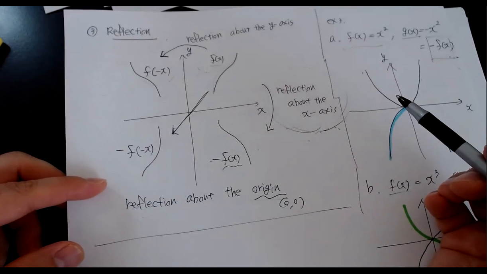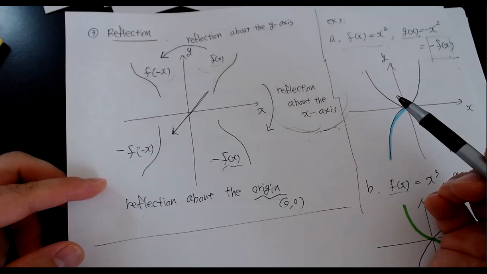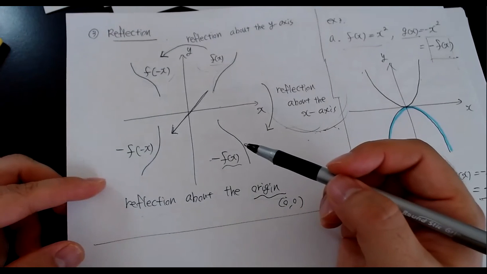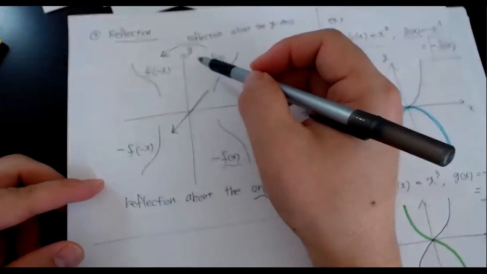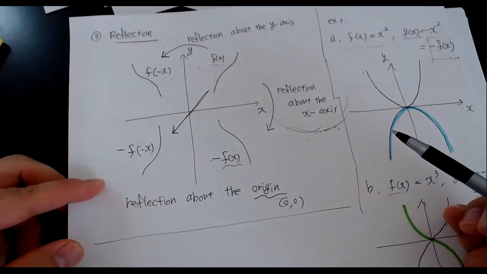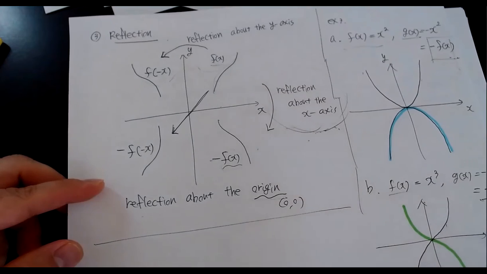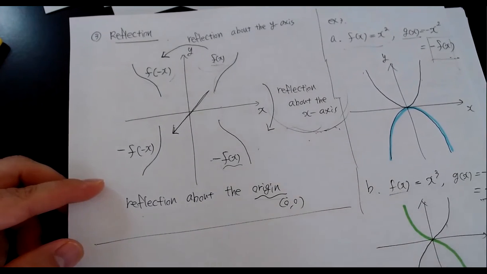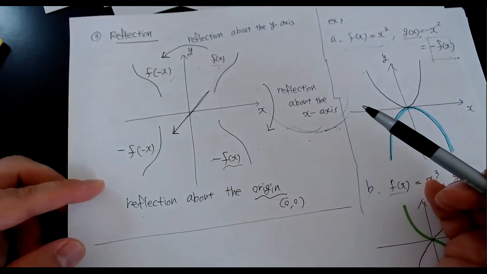Does it make sense? Then in what circumstance are we going to get that case, f of x equal to f of negative x? I mean their graphs are identical. The graph of f of x must be symmetric about the y-axis. That's the only case where we get identical graphs, right?